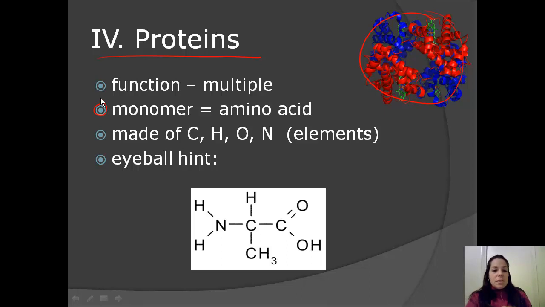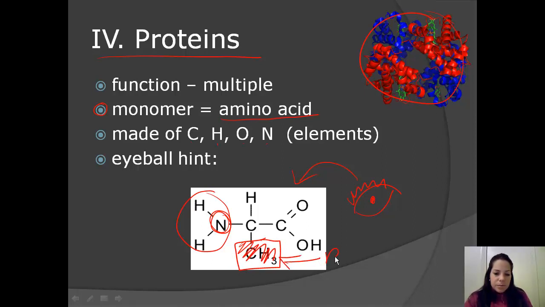Next, the monomer of proteins is the amino acid. And proteins are made up of the elements carbon, hydrogen, oxygen, and nitrogen. Now, an eyeball hint: how do we recognize an amino acid when we're looking at a page of biomolecules? One of the key things you want to look for is this nitrogen group right here. That's going to clue you in that you are looking at a protein. So remember that as your eyeball hint that's going to help you remember what an amino acid is. The other thing that you may also want to look for is this R group. I'll talk more about that later, but that will also help you recognize amino acids.